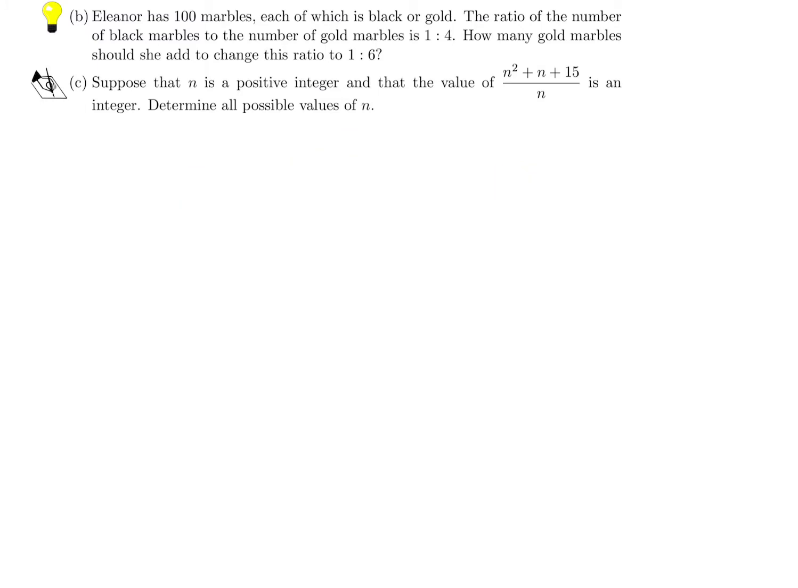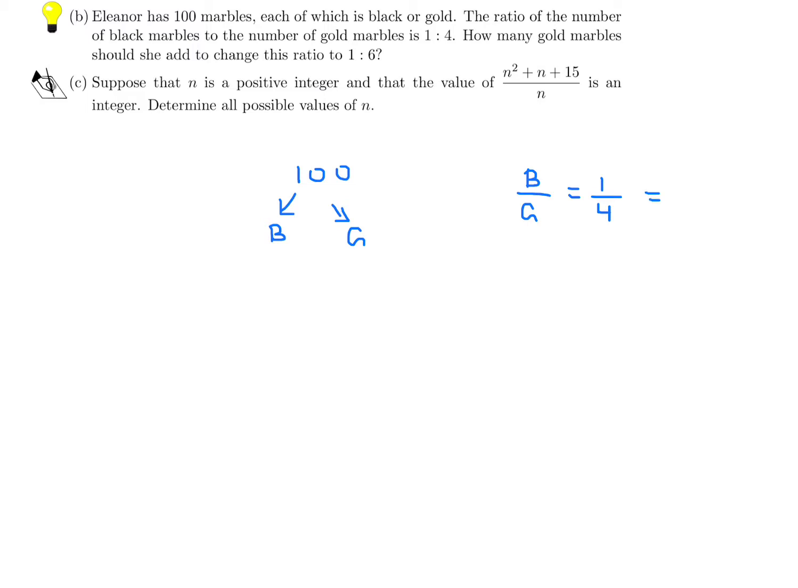Eleanor has 100 marbles, each of which are black or gold. The ratio of the number of black marbles to the number of gold marbles is 1 to 4. How many gold marbles should she add to change this ratio to 1 to 6?